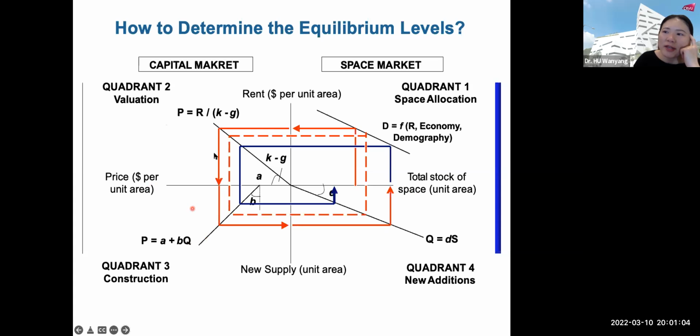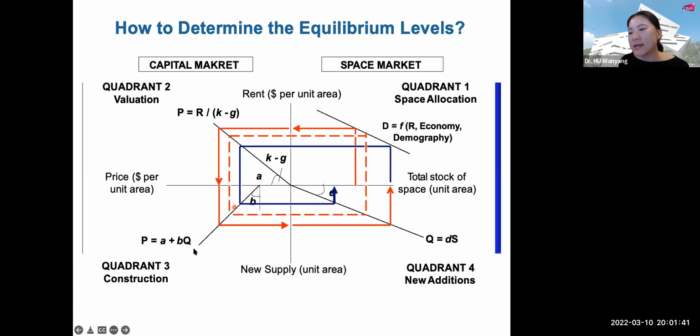And now we have the capital market. The capital market basically relates the rent level to the price level and to the new supply. In the second quadrant, it converts the rent to price. I think you should have already covered how we convert rent to price. Basically, we divide by the capitalization rate, K minus G. And this is the relationship between price and new supply.